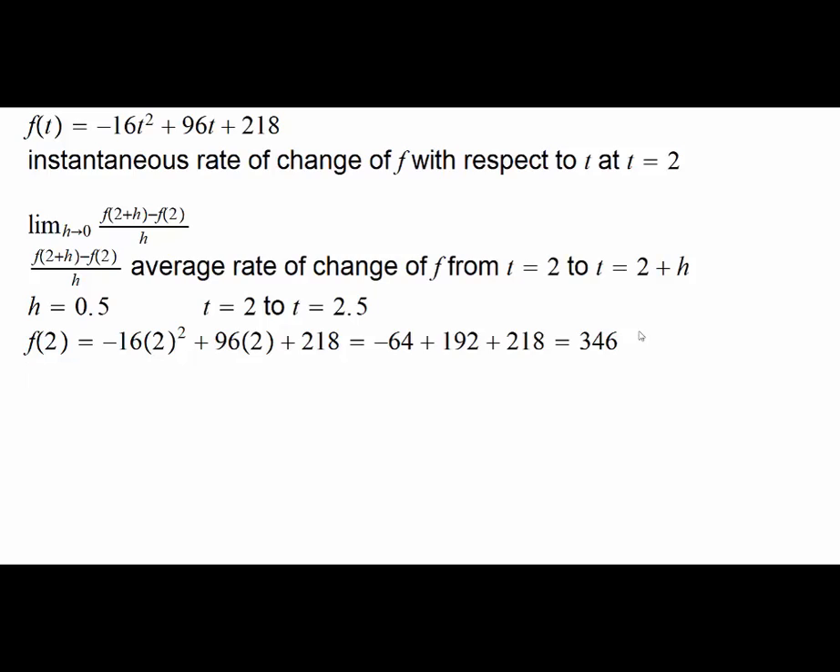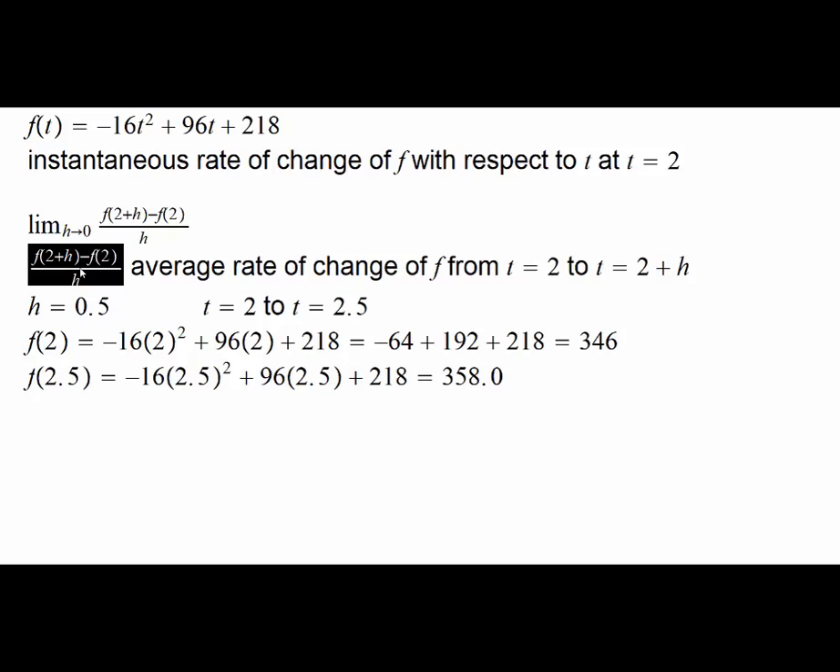Likewise, if we compute f of 2.5, now we are not going to write out the arithmetic along with this. So we have f of 2.5. Let's substitute it all, and that equals 358.